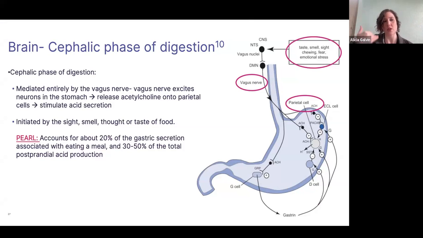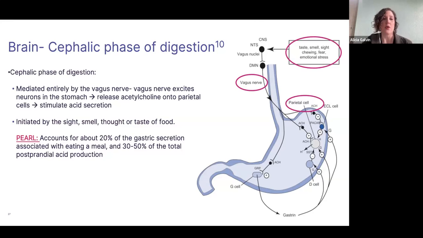So that's why I'm going to take you through, just to remind everybody what's going on in each stage. Because the more you understand each of those sections of the digestive tract, the better you can pinpoint what you might need to do with that particular individual. So I'll start with the brain, which we don't always think about as a digestive organ, but we do have a cephalic phase of digestion, and that is completely 100% mediated by the vagus nerve.